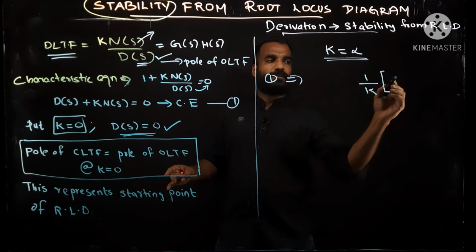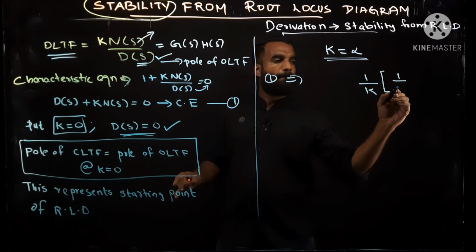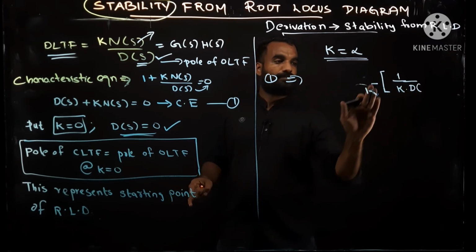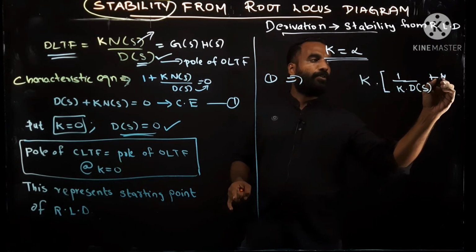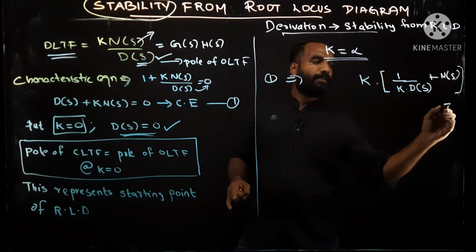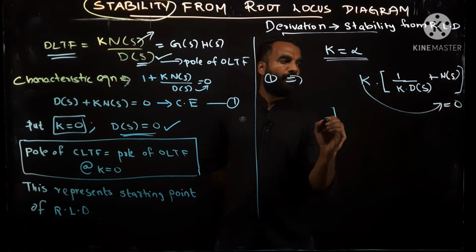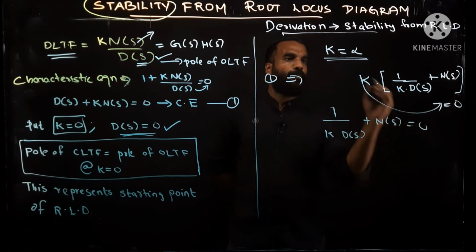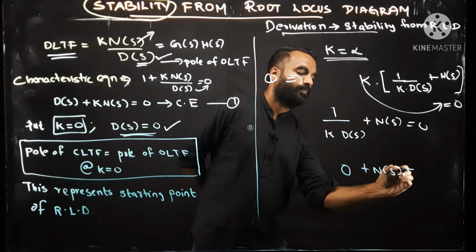K is taken outside, so it is 1 by K into D(s) plus N(s) equal to 0. So this K can be taken to this side. This is nothing but 1 by K D(s) plus N(s) is equal to 0. Put K equal to infinity. This whole term will become 0, plus N(s) is equal to 0.